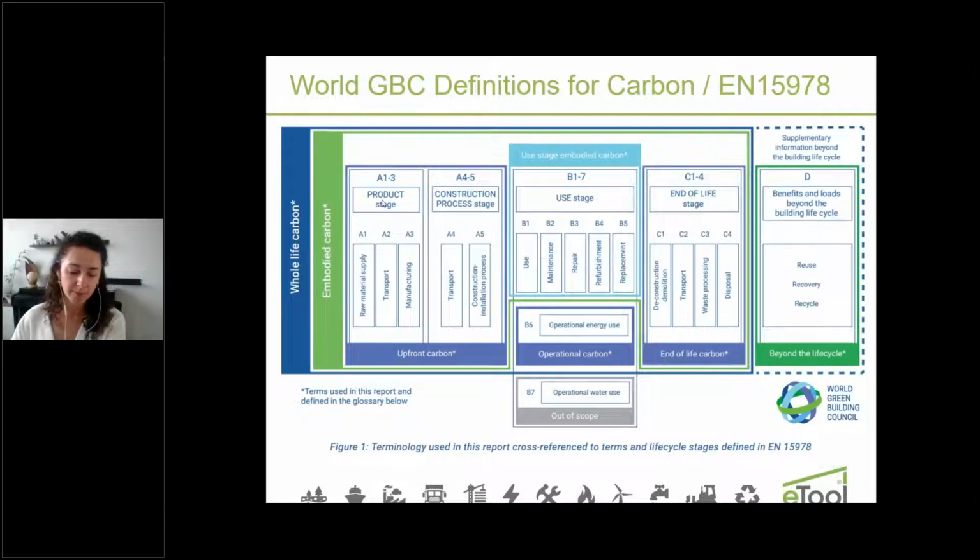So this is basically carbon that is being locked into the building before it starts operating. Transport emissions and construction emissions are in here as well. And then module B, so B module is operational, maintenance, replacements, energy and water use. This is not part of this, and C module is end of life.